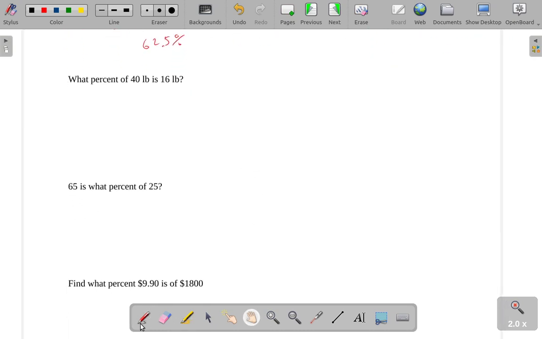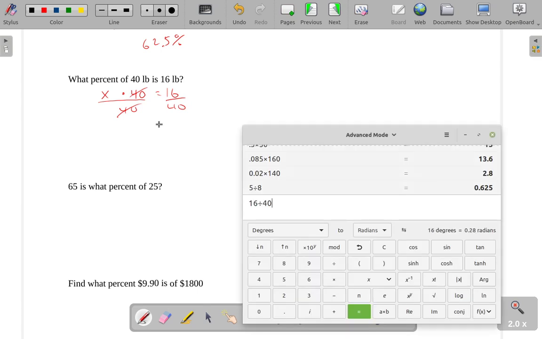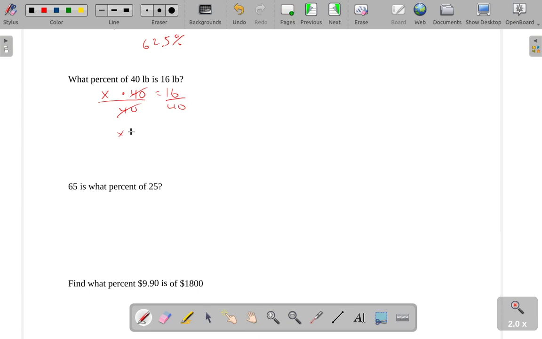Alright, doing some examples. What percent of 40 pounds is 16 pounds? Well, what percent is my unknown? I'll call that x, times 40, because I had "of 40." "Is" becomes my equals, and then I have a 16 there. So to solve this, I just divide both sides by 40. Over here, the 40s cancel out, so I get 16 divided by 40, which is 0.4.